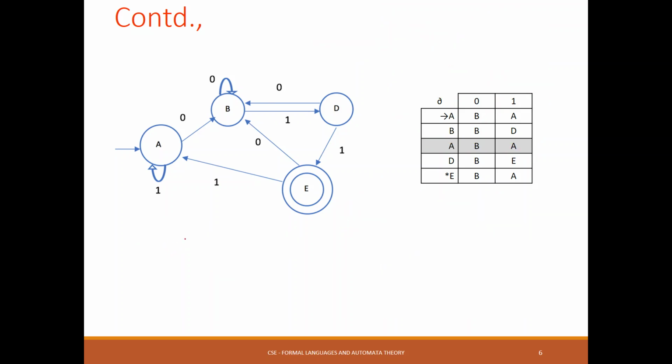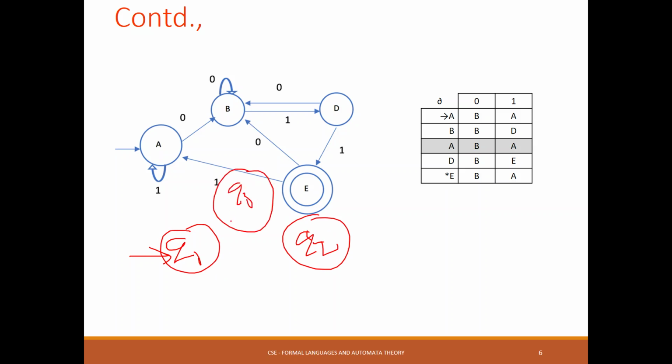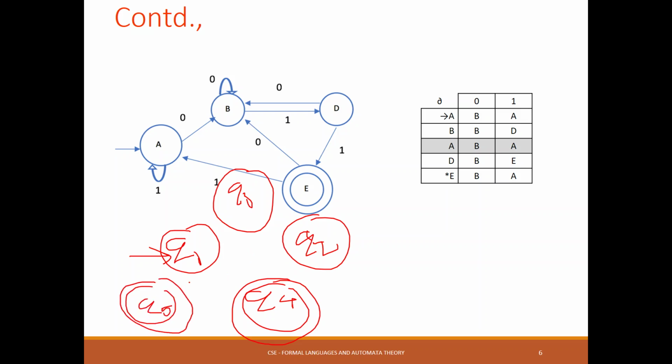Consider this question. Q1 is the initial state, Q2 is there, Q3 is there, and Q4 is there, and there is Q5 also. Now Q1 comma 0 goes to here, and 1, and 0. Let these be the transitions.